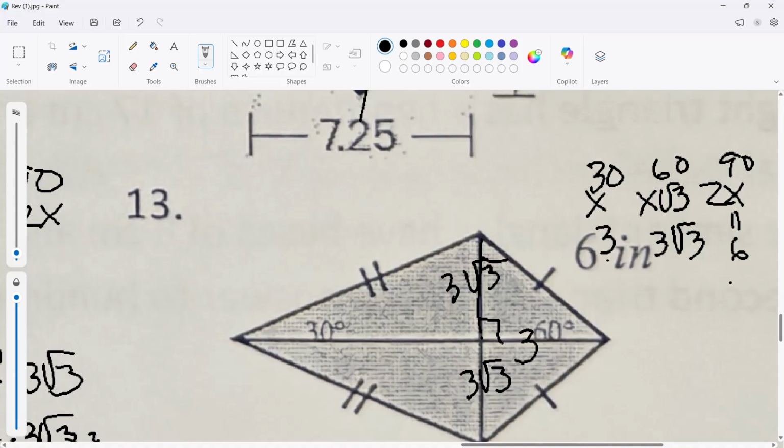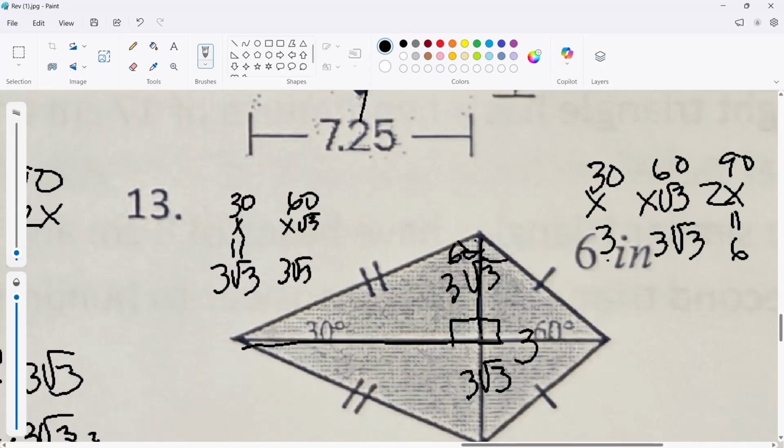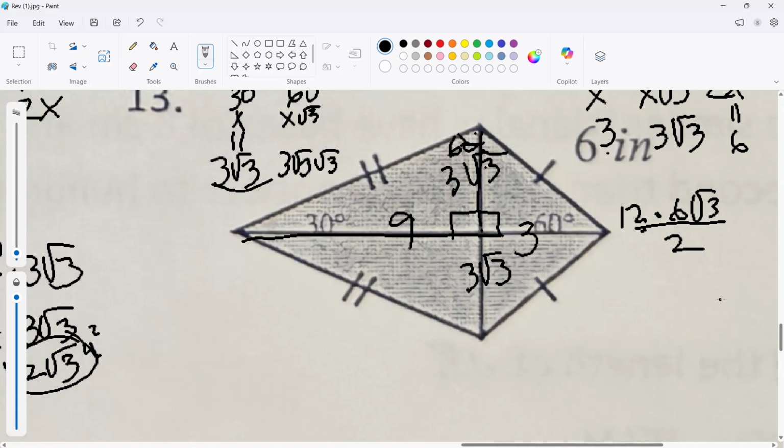And what else do I have? This is going to be the 90, and this is the 60 in that one. So in the left-hand triangle, the side opposite 30, which is x, equals 3 square root of 3. So the side opposite 60 is x square root of 3, which is 3 square root of 3 times square root of 3, which is 3 times 3, which is 9. So this is 9. So the big diagonal is 9 plus 3 is 12. The small diagonal is 6 square root of 3. And then I'm going to divide that by 2. And I get 12 times 6, 72 divided by 2 is 36 square root of 3 square units.